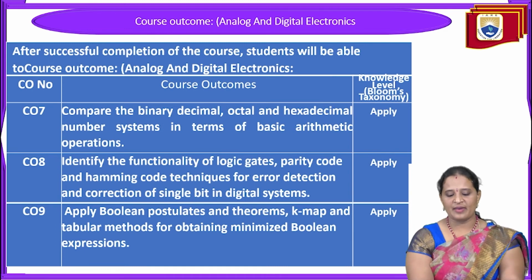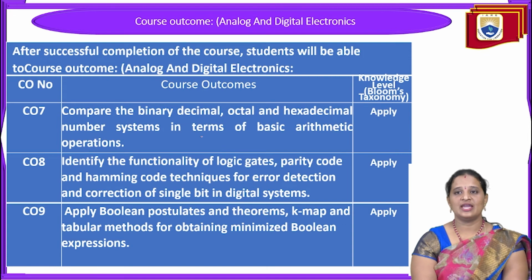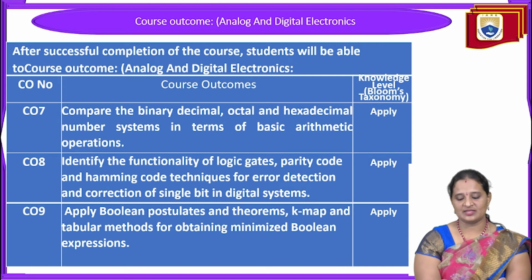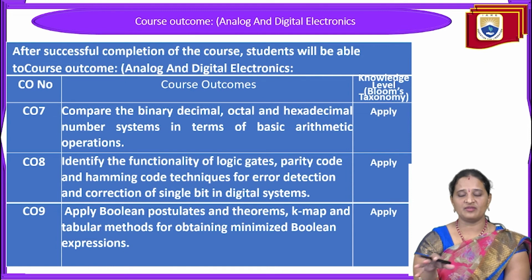CO7. Compare the binary, decimal, octal and hexadecimal number systems in terms of basic arithmetic operations. So, we are going to compare the decimal, octal, hexadecimal number systems. What is the difference between various number systems? Why are we going to use various number systems? What is the application of this? So, we will be studying this.